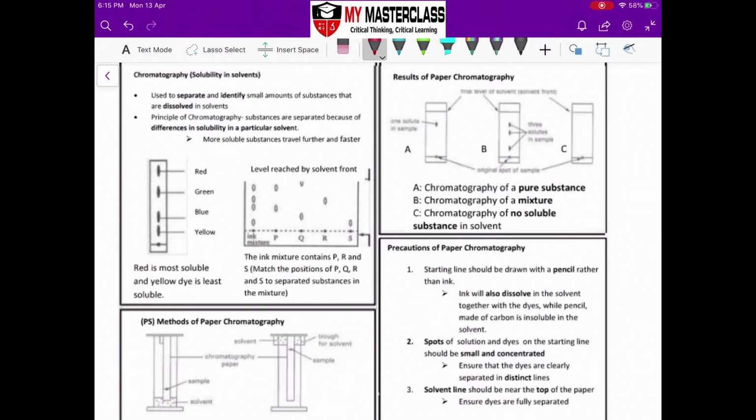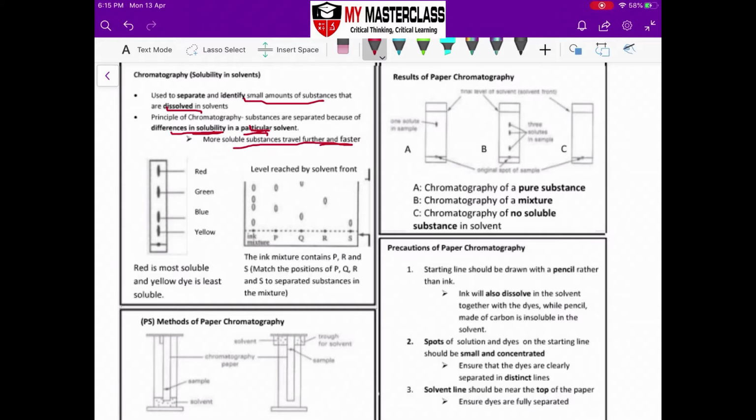Okay, this separation method that we are going to look at is chromatography. So the logic to use chromatography, this one is used to identify small amounts of substance that are dissolved in solvents. The principle behind it is that different solutes have different solubility in a particular solvent. The more soluble the solute, the further and the faster it will travel.